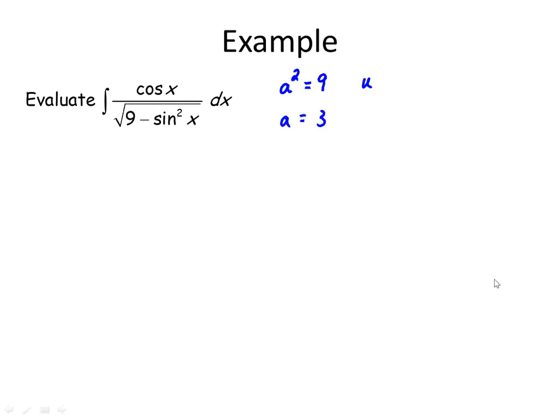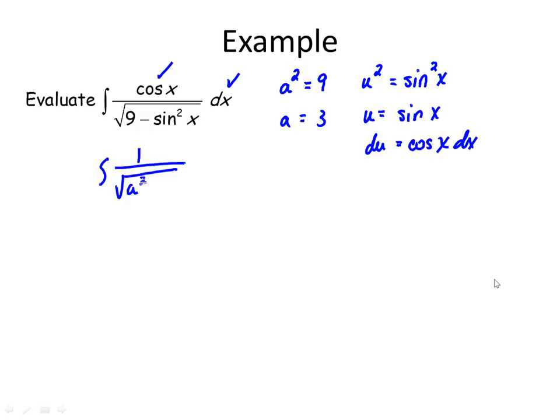What do you think u squared is? Sine squared x, so u is going to be what? Sine x. So what is du going to be? What's the derivative of sine x? Cosine x dx. So look, we can check them off. So now what you're going to have is the integral of 1 over the square root of a squared minus u squared du. Do you see that on your formulas page? Okay, so all you got to do from there is copy it straight off your formulas page.